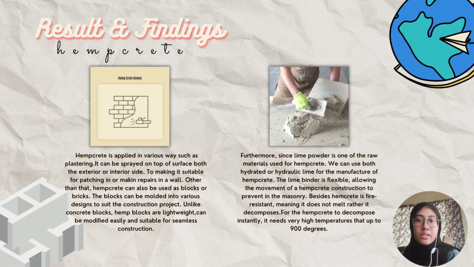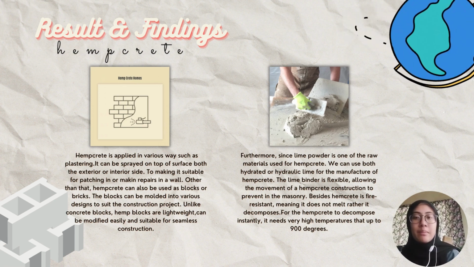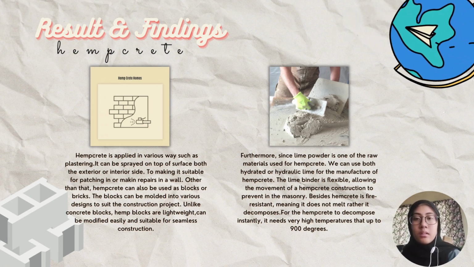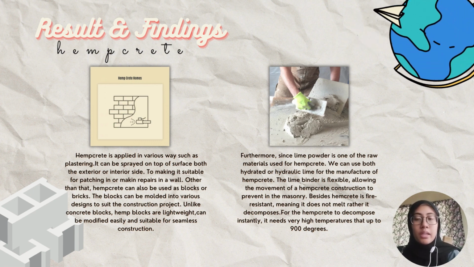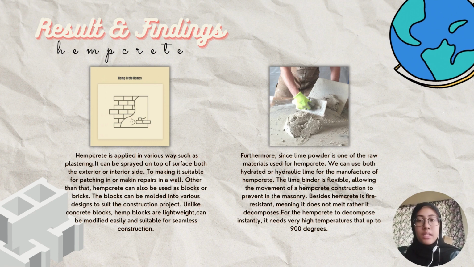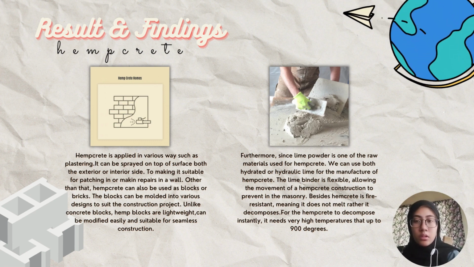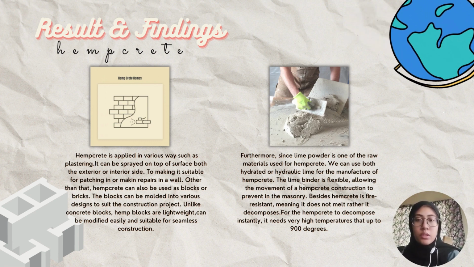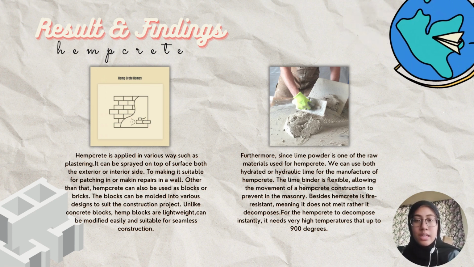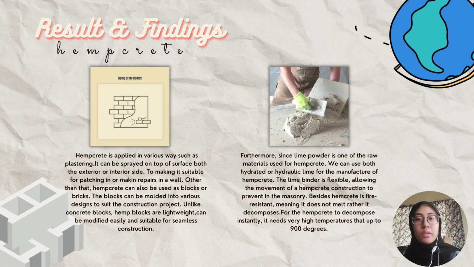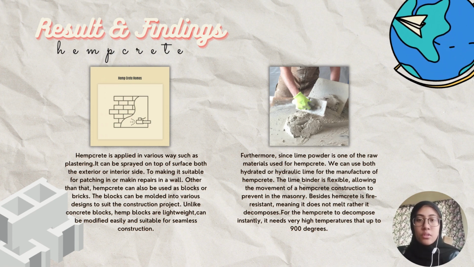Hempcrete is applied in various ways, such as plastering. It can be sprayed on top of a surface, on both the exterior or interior side, to make it suitable for patching in or making repairs in a wall. Other than that, hempcrete can also be used as blocks or bricks. The blocks can be molded into various designs to suit the construction project. Unlike concrete blocks, hemp blocks are lightweight, can be modified easily, and are suitable for seamless construction.